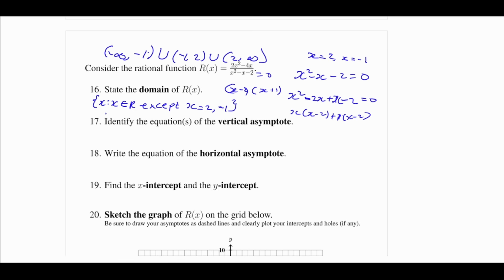Or you can also write it as x is such that x belongs to all real numbers, x is not equal to 2, -1.